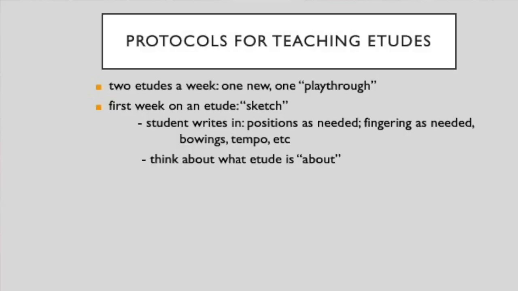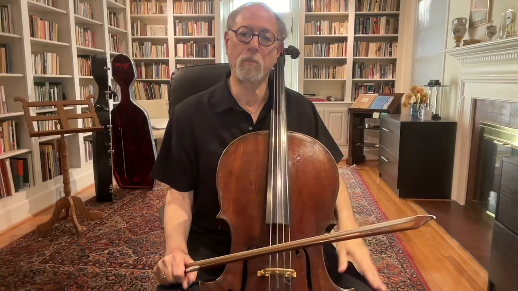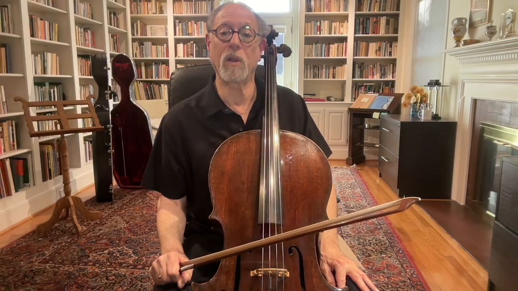In the first week of practice, the students sketch the new etude for the next lesson. This means that as they practice, they write in any information that will help them play it: fingerings, bowings, positions if needed, and dynamics, etc. They also write in the tempo at which they're currently playing it, as well as the goal tempo as they imagine it as it should be eventually played.